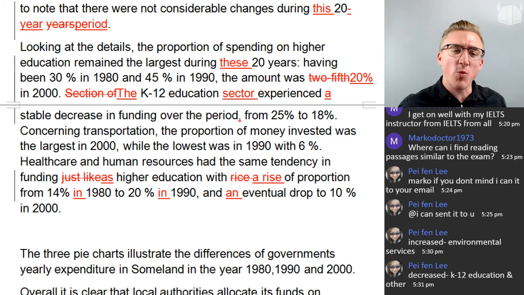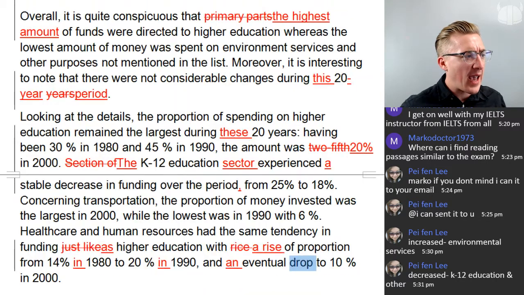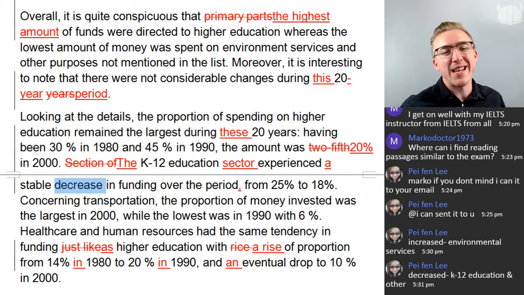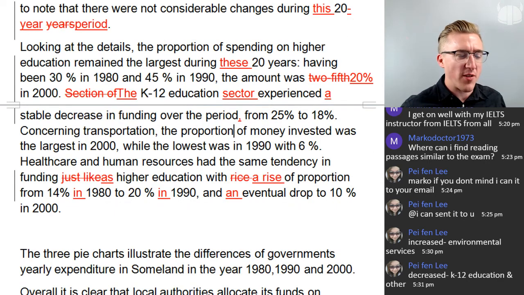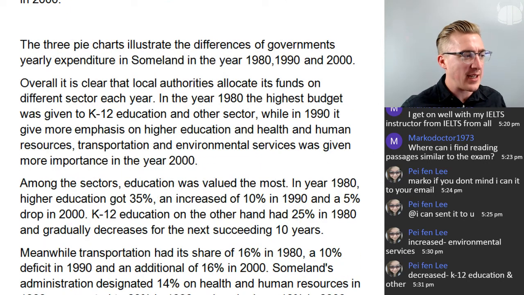Not bad. I'm noticing one pattern that you need to be careful about, which is the word rise, the word drop, and the word, where is it? Decrease. Those are all singular. Okay? An increase, an eventual drop, and a rise. So be careful there. Those are singular and need a or sometimes the.